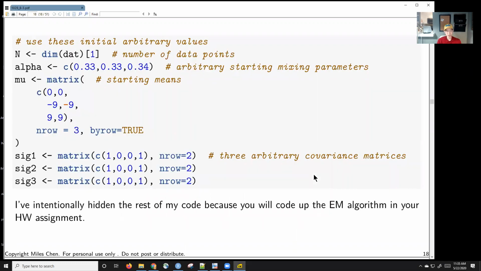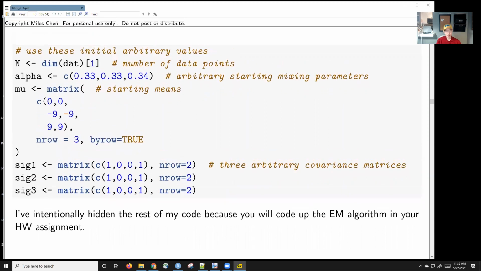All right. So I'm going to start off with an arbitrary set of mixing parameters, which I'm going to say are about 1/3 each, 0.33, 0.33, and 0.34, so it adds up to 1. And then I start off with arbitrary mean locations, and I'm using basically the equivalent of the identity for my sigma matrices.